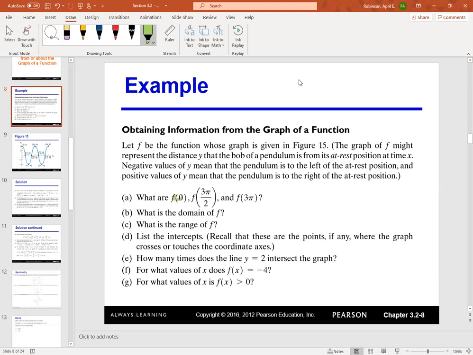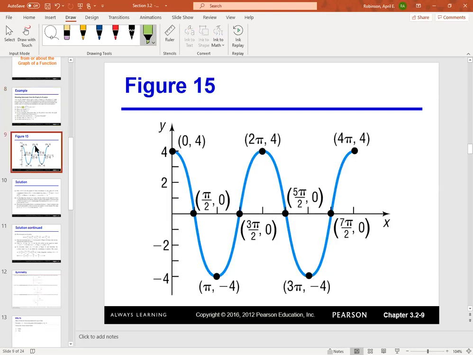So if I start with f of 0 and I go to the next slide, you want to find the point that has an x coordinate of 0. X coordinate of 0 is right here. So f of 0 would be 4. So part A, when they say what is f of 0, the answer is 4. It's that right there.